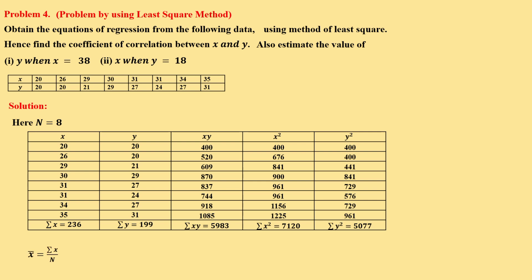So here first we are going to find the mean of x. X bar is equal to summation x by n. So 236 by 8, that is equal to 29.5. Similarly, y bar is equal to summation y by n, which is equal to 199 by 8, that is equal to 24.875.